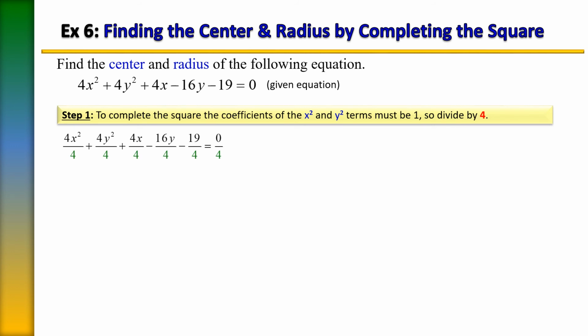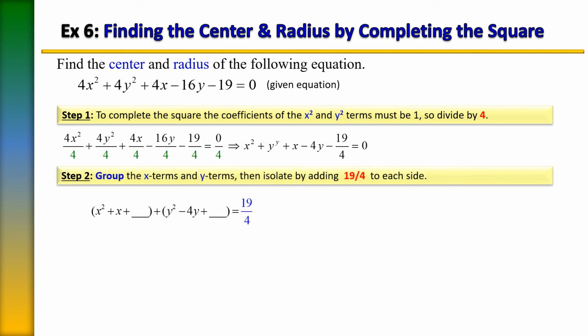Once we simplify that, with the first term, cancel those 4s, we'll have x squared by itself as should be. We'll also have y squared by itself. 4x divided by 4 gives you x by itself. Negative 16y divided by 4 gives you negative 4y. Minus 19 over 4 equals, on the right side, 0. Once we have that simplified, our next step is to group our x terms and our y terms and move our constant 19/4 over to the right side of the equation by adding it to each side.